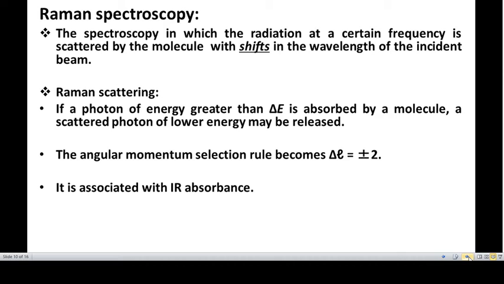Now coming to Raman spectroscopy, it is a spectroscopy in which the radiation at a certain frequency is scattered by the molecule with shifts in the wavelength of the incident beam. Raman scattering is actually this: if a photon of energy greater than delta E is absorbed by a molecule, a scattered photon of lower energy may be released. The angular momentum selection rule becomes delta L equals plus or minus 2 in the case of Raman spectroscopy, and it is associated with the IR absorbance.